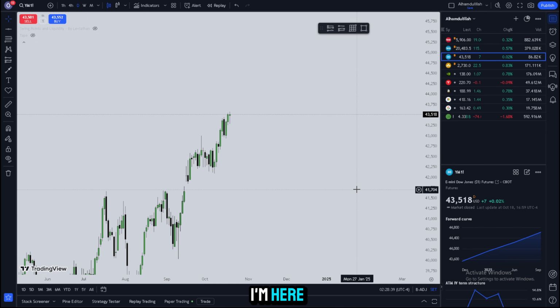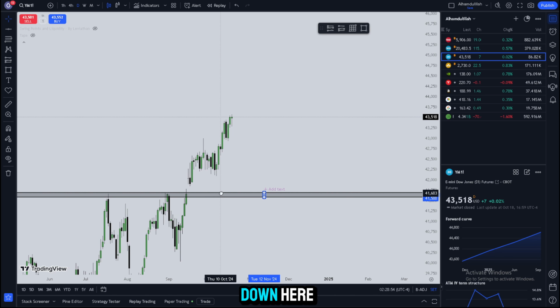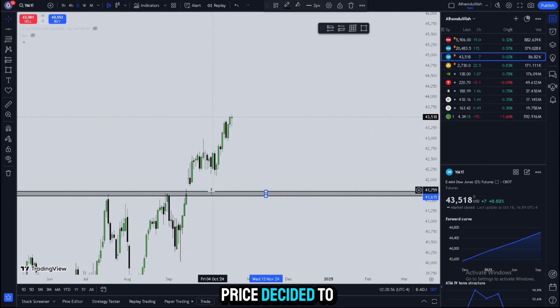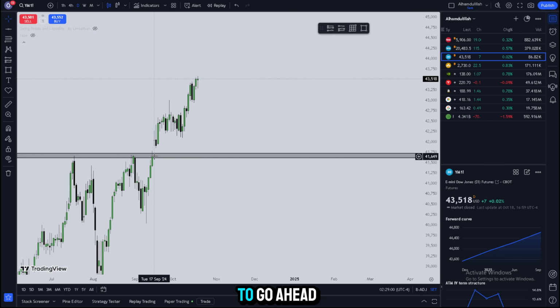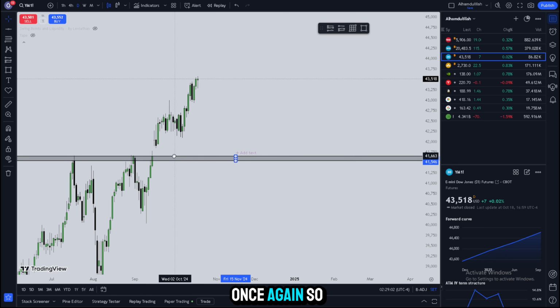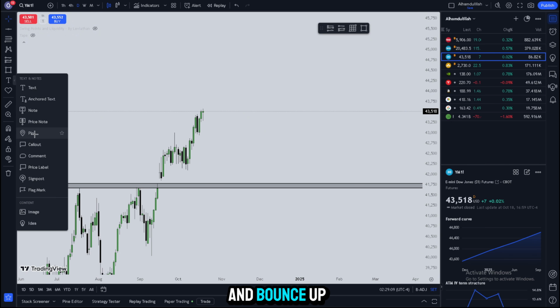So on YM here, as you guys can see, we ended up having a breakout, and then price decided to come in contact with this zone near here again. Price for the longest was down here, and then price decided to finally break above it. And now hopefully we should be waiting for price to bounce from this gray box once again. So price can bounce off of maybe some of these resistance candles here in this zone, and then price will bounce up again.